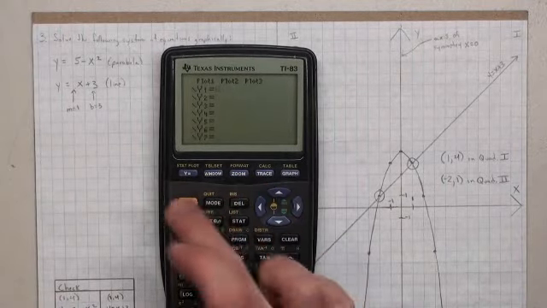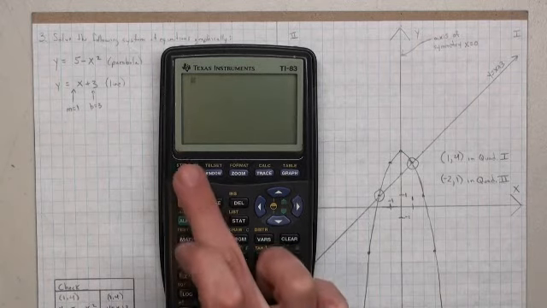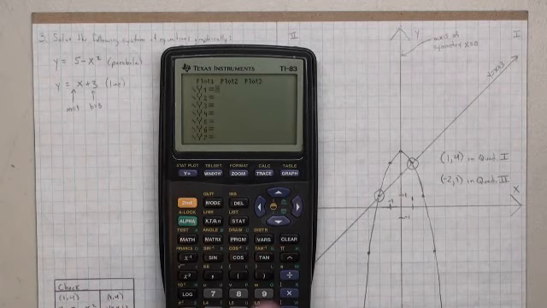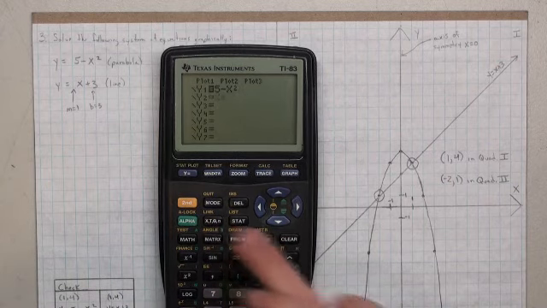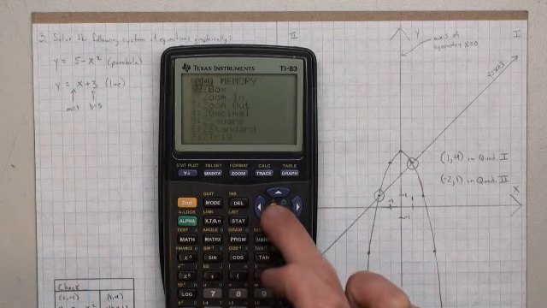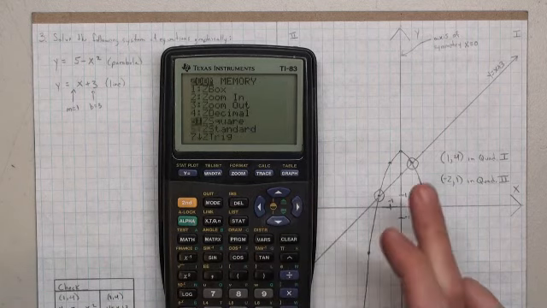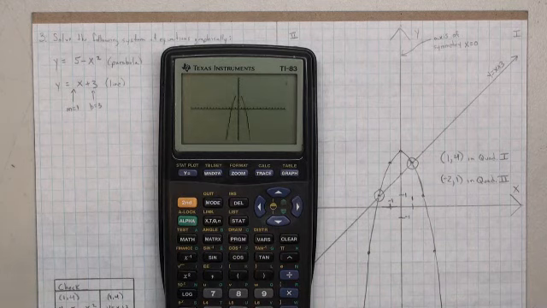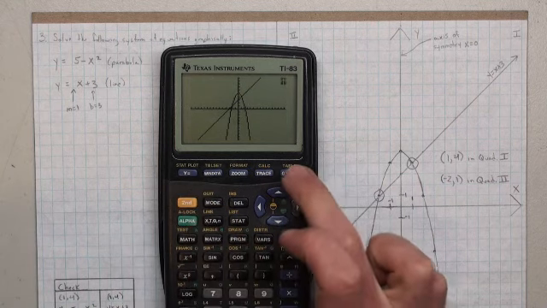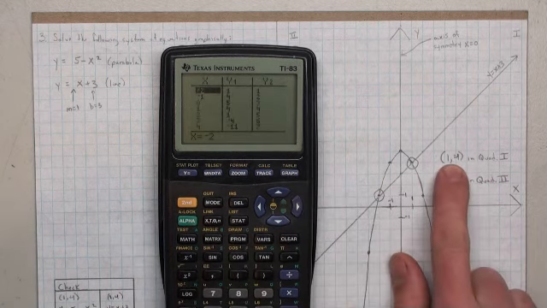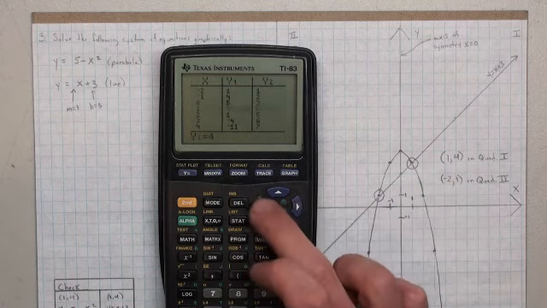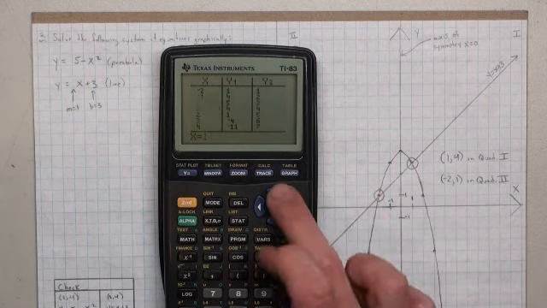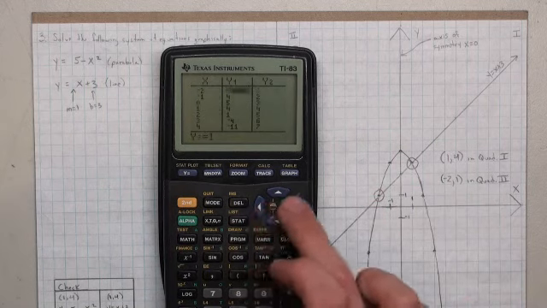Now, y equals 5 minus x squared is my first equation, and x plus 3 is my second equation. Zoom z square. That looks just like my drawing. Okay? Go to the table, second graph to go to table. Now when x is 1, both of my y's should be 4. And they are, see? When x is negative 2, both of my y's should be 1, which they are.